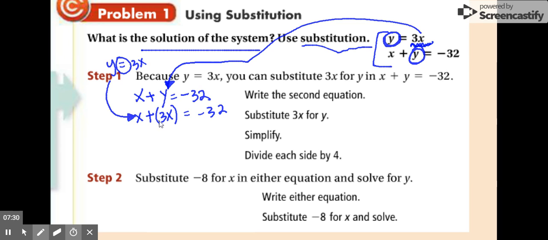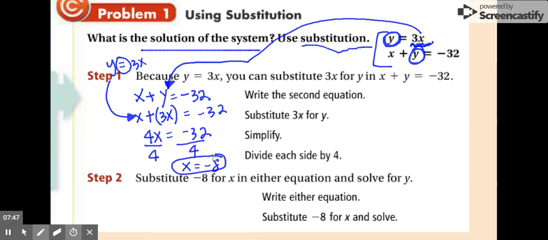So now we only have one variable, which means we can solve for x. So I'm going to simplify it, combine the like terms, negative 32, and now we know how to solve one-step equations. Divided by 4, x is equal to negative 8.